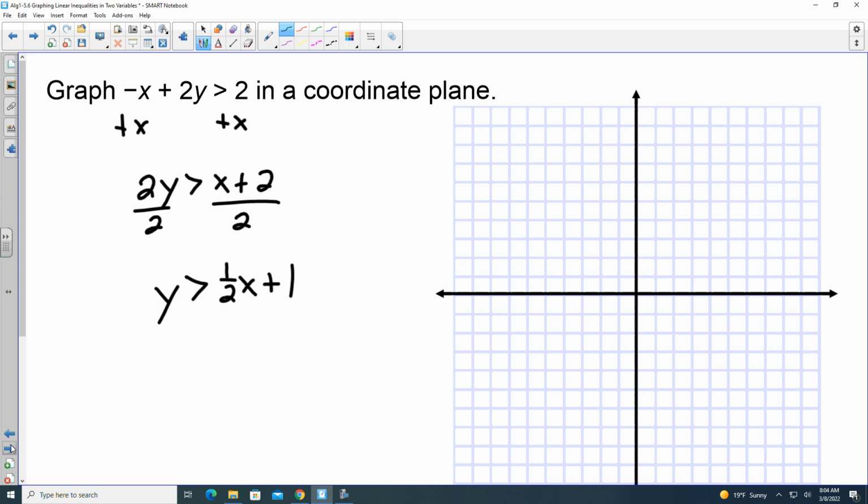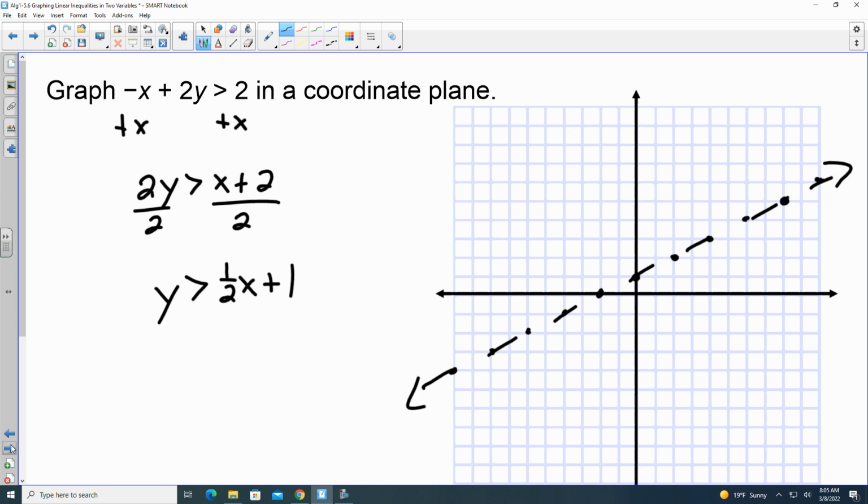In slope-intercept form, my y-intercept is 1, so I say here. And then my slope is 1/2, so it's up 1 to the right 2, up 1 to the right 2. And you can kind of do this several times if you choose to give it a little more accuracy. Or you can go down 1 to the left 2, down 1 to the left 2, and just give it some more accuracy for your line. And for this particular one, because it is greater than, it is going to be represented as a dashed line.